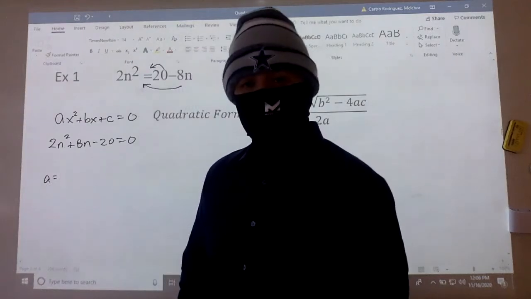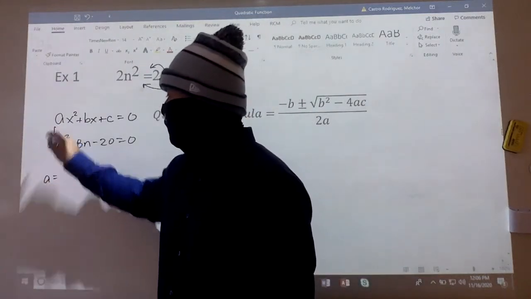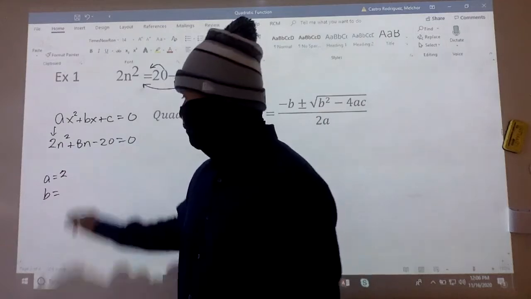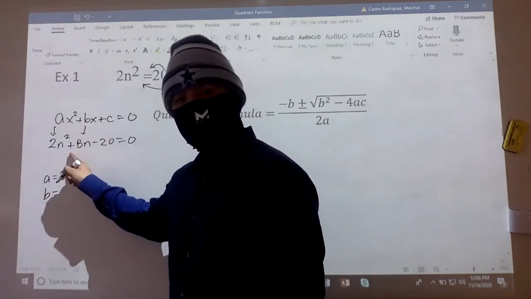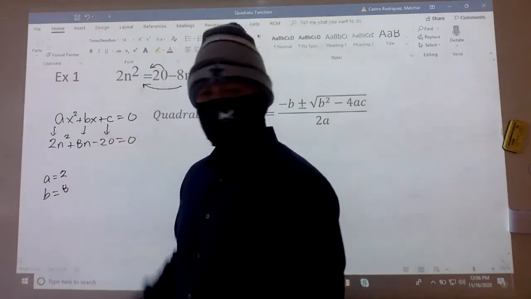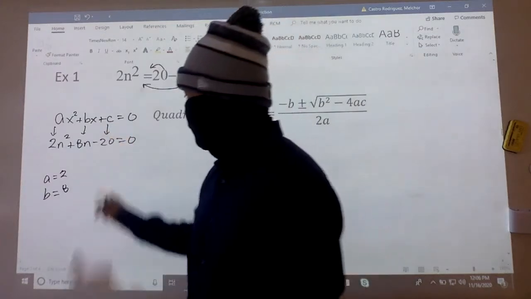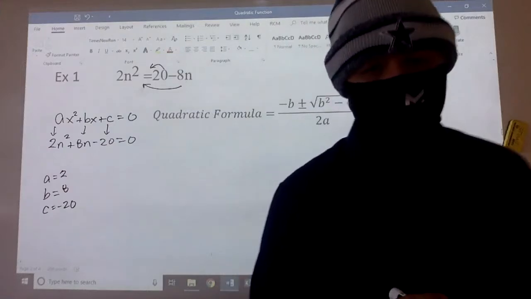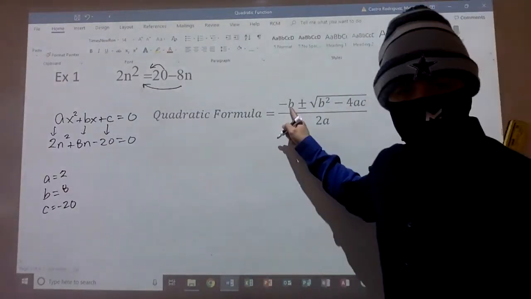Value of A is 2. Value of B, positive 8. Those signs are very important. Value of C, negative 20. Now I'm ready to use the formula. Simply replace numbers with letters.